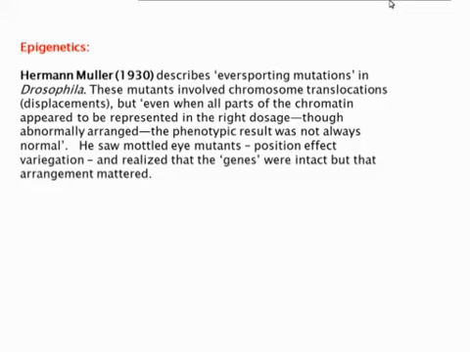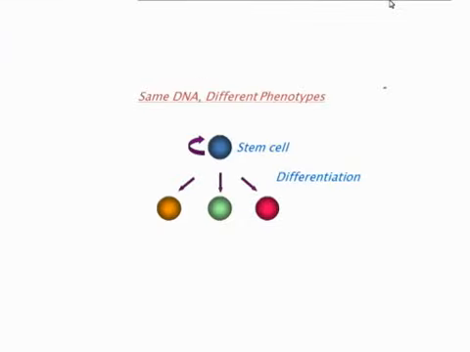And I'll remind you that in 1930, Hermann Muller described what he called ever-sporting mutations in Drosophila, which involved, as he realized, chromosome translocations or displacements, as he called them. And he noticed that the genetic material, whatever it was, was abnormally arranged, but otherwise the chromosome patterns were similar, and of course there was a phenotypic result. This is the first example of what we now call position effect variegation. He realized that the genes were intact, but arrangement mattered.